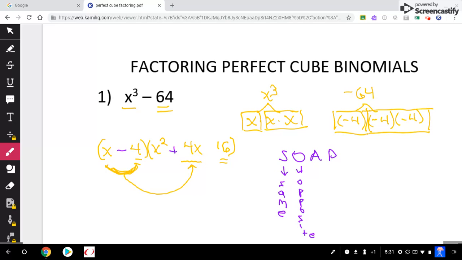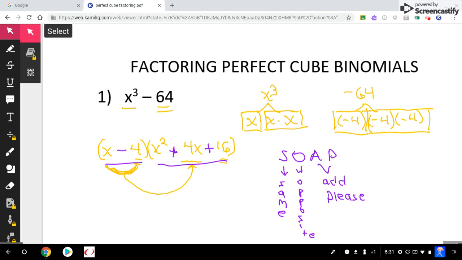Plus. And I always called these last two guys always positive. Then some of my students said, you're not being very nice. So how about add, please? Bingo, done. So perfect cube factoring ends up with a binomial and a trinomial. Let's try another one.